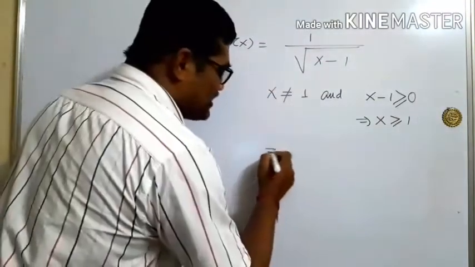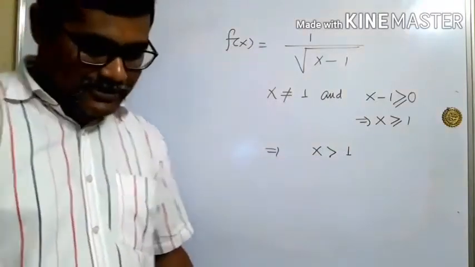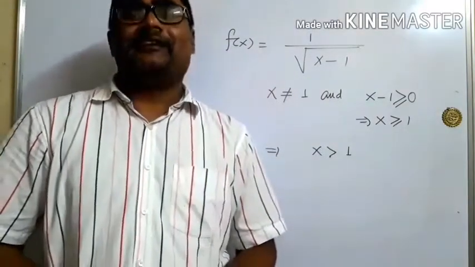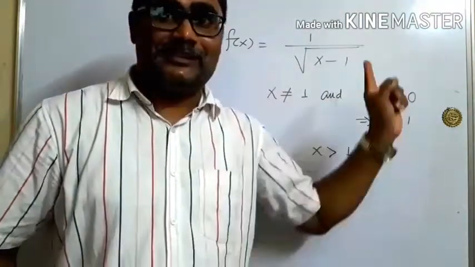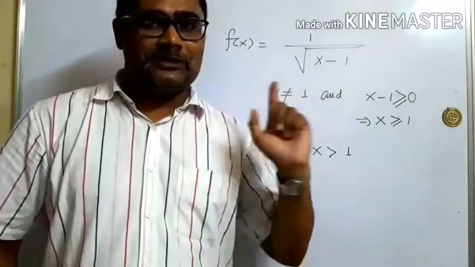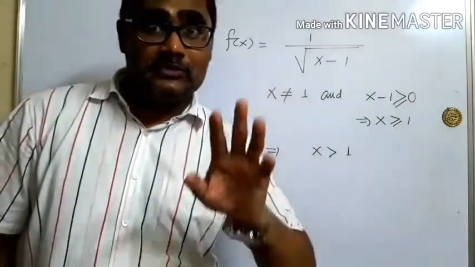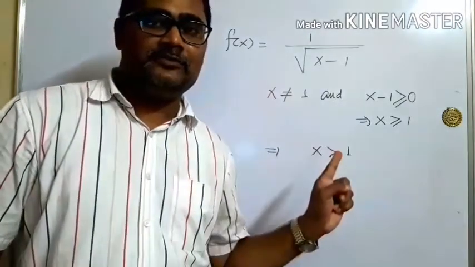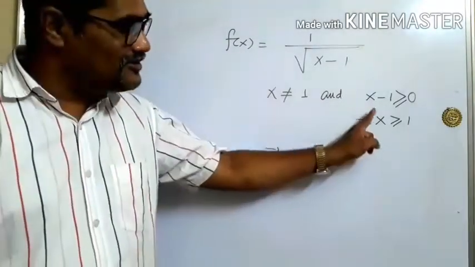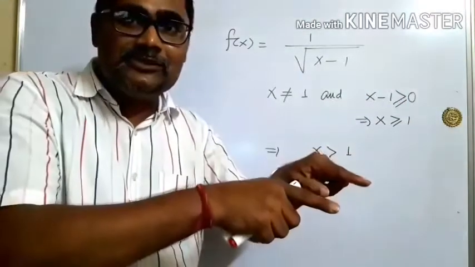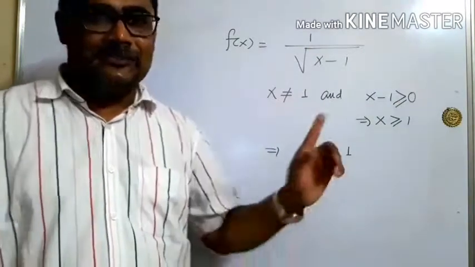Combining both, what will you write? x is greater than 1. Have you understood what I am trying to mean? I know I can find this directly by putting greater than or equal to 0. Sorry, greater than 0. But I am not doing it because I want to show you that in the same function we may have to use 2-3 different criteria to find the domain. Two different criteria: the denominator should not be 0 and the quantity under the square root should not be negative. It should be positive or 0.